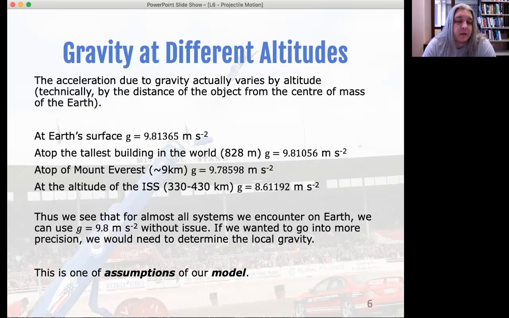By the time you get up to the altitude of the International Space Station, which is around 300 to 400 kilometers up above Earth's surface, the acceleration due to gravity has dropped to 8.61192. So it's dropped significantly, 9.8 down to 8.6. You may think that there is no gravity by the time you get to the International Space Station, but as you'll see at the end of this lecture, that's not what's happening with the ISS. So that's one of the assumptions of our model: whenever we're dealing with projectile motion, we can treat the acceleration due to gravity as just a nice constant rate.